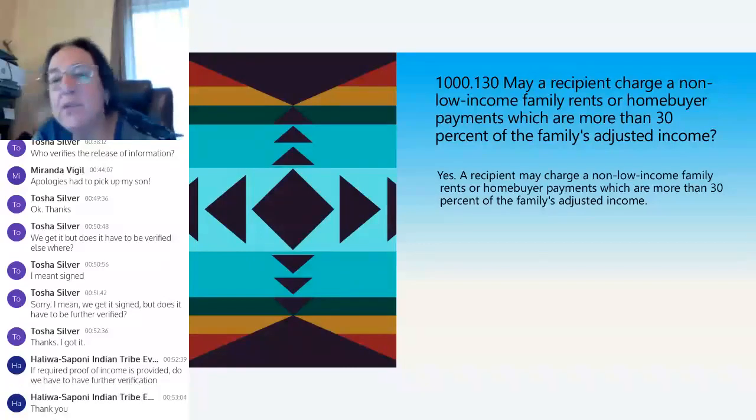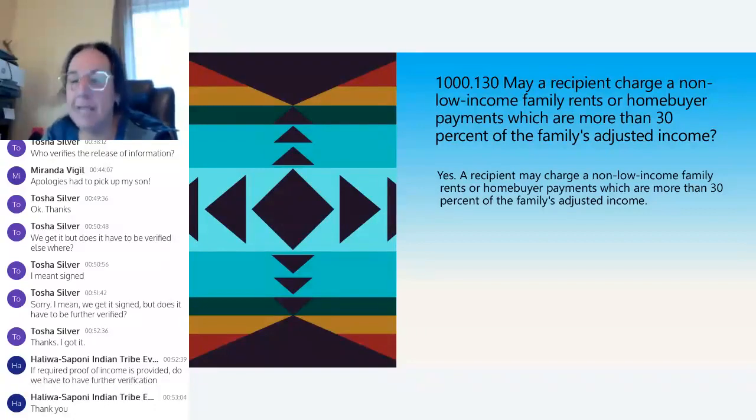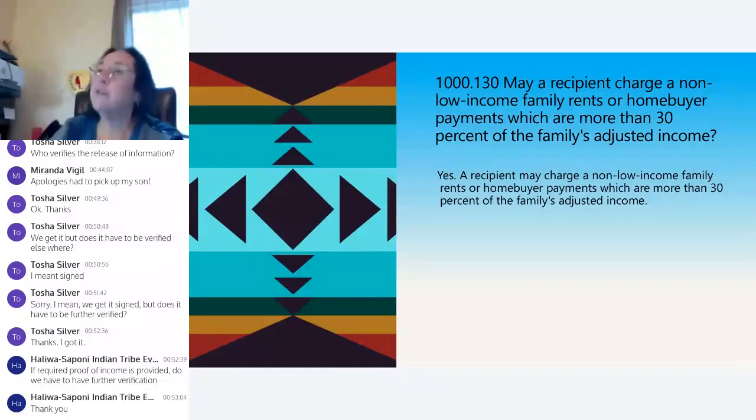May a recipient charge a non-low-income family rent or home buyer payments, which are more than 30% of the family's adjusted income? Yes, a recipient may charge a non-low-income family rent or home buyer payments, which are more than 30% of the family's adjusted income. In accordance with the documentation, it's in your reference materials, that deal with non-low income families, you must, if they're under your 10% authority, charge them more. Okay.